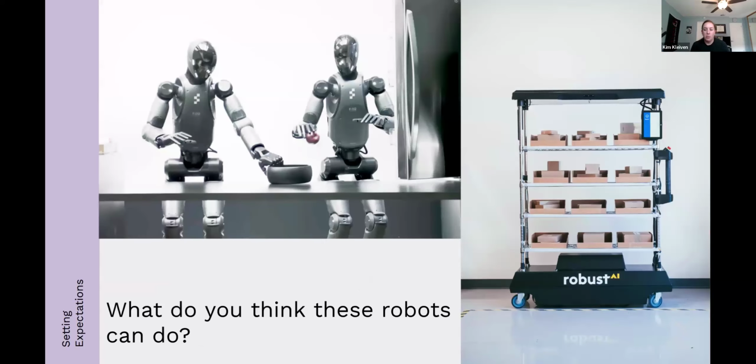So if we look at these two examples, on the left, we have the Helix robot from Figure AI. It's a humanoid robot. And on the right, we have Carter from Robust AI, which kind of just looks like a cart. If you just look at these two robots without knowing anything else about them, what kind of assumptions do you start making about their capabilities? A lot of people will see the one on the left and think, that looks like a human. Therefore, it should be able to do everything a human can do. And they set these sky-high expectations: this robot should be able to walk my dog, it should be able to wash my dishes, it should be able to lift this heavy thing for me.